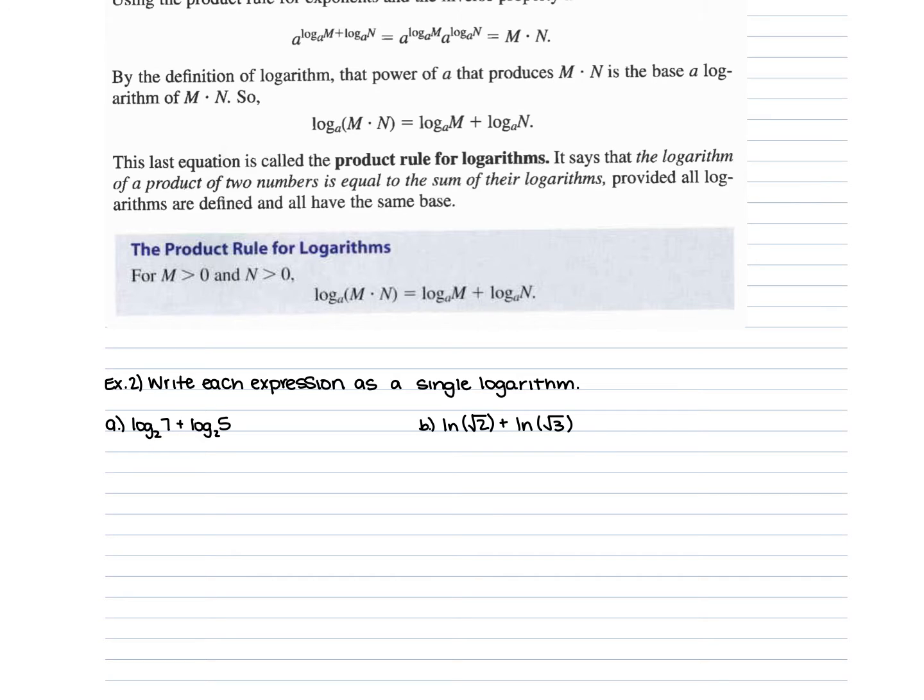So if we look at example 2a, we have log 2 of 7 plus log 2 of 5. The log 2 is the same on both sides, so we're going to keep that, and we're going to multiply the 7 and the 5. So 7 times 5 is 35, so this is just log 2 of 35.